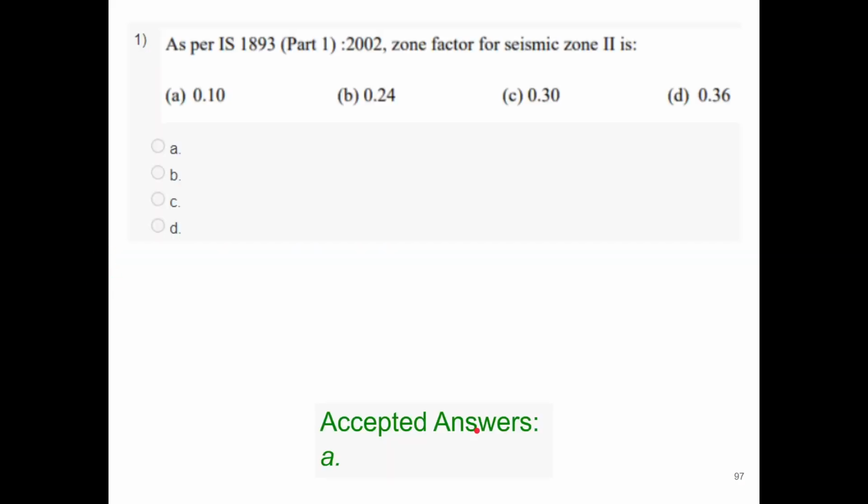You can see here also, as per table 3 of IS 1893 Part 1. I have mistakenly provided the latest version, but you can also go to the 2002. It is the same. So the zone factor for seismic zone 2 is 0.1. So A 0.1 will be the correct answer.